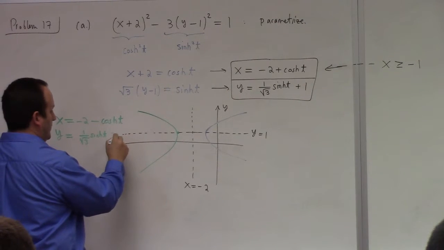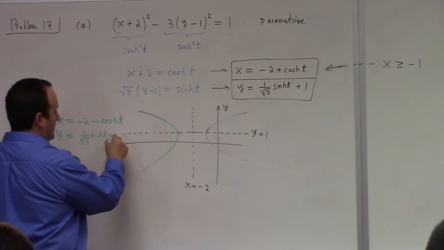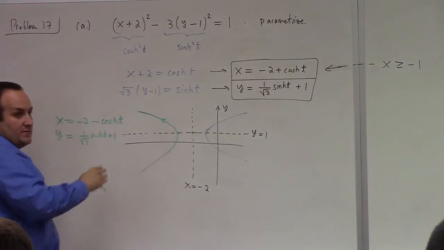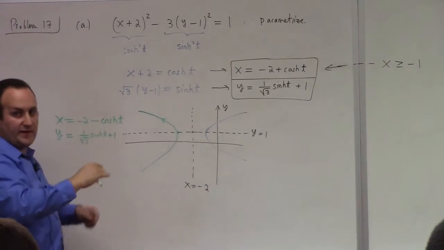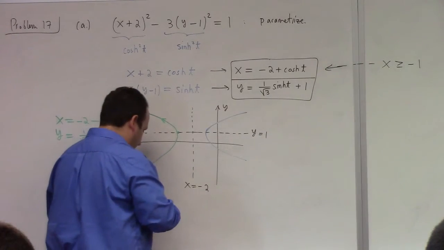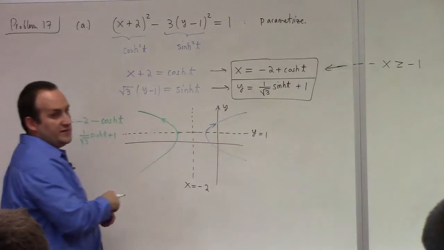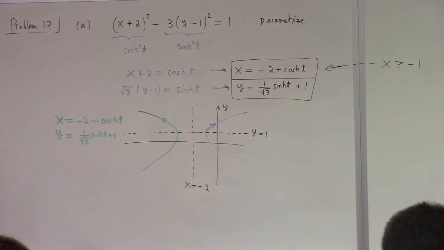Now, of course, both of these are parameterized so that they're upward flowing, they're flowing upward as time goes on. That's the orientation of these curves, because dy/dt is equal to 1 over square root of 3 cosh t, which is positive. So both of the curves are flowing upwards.